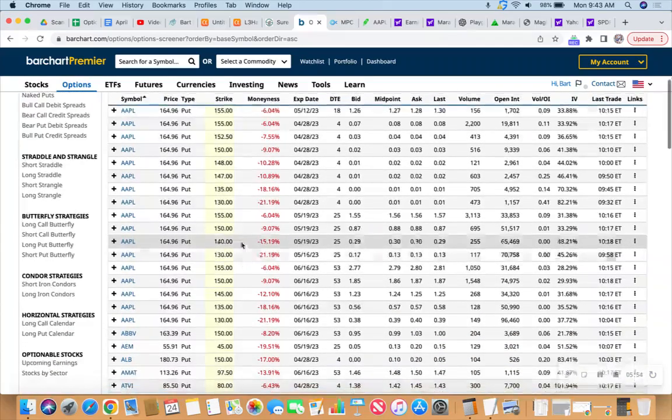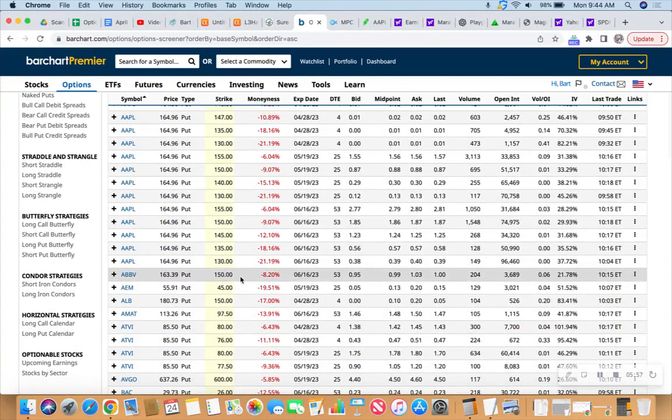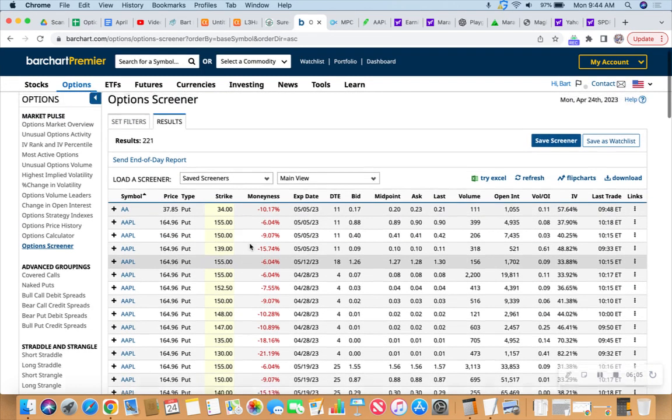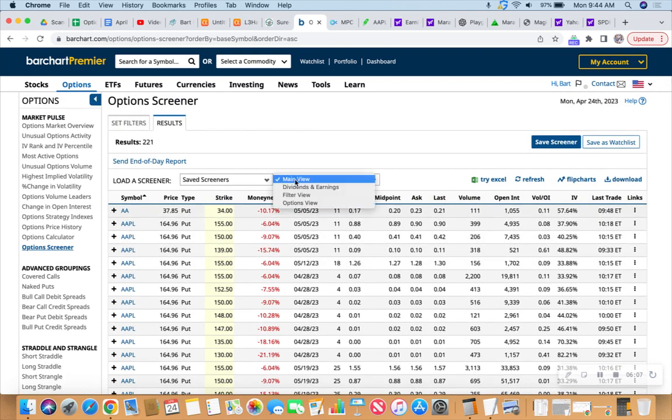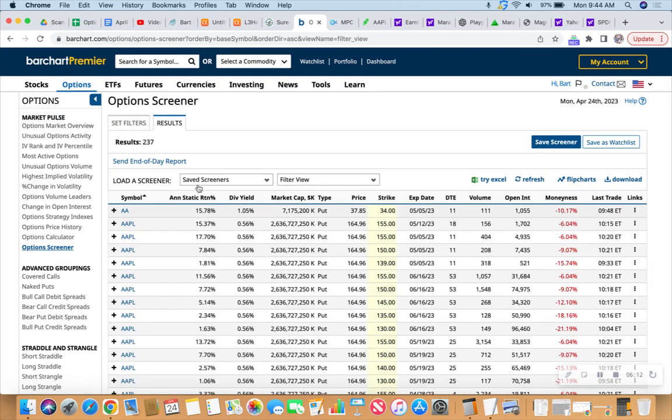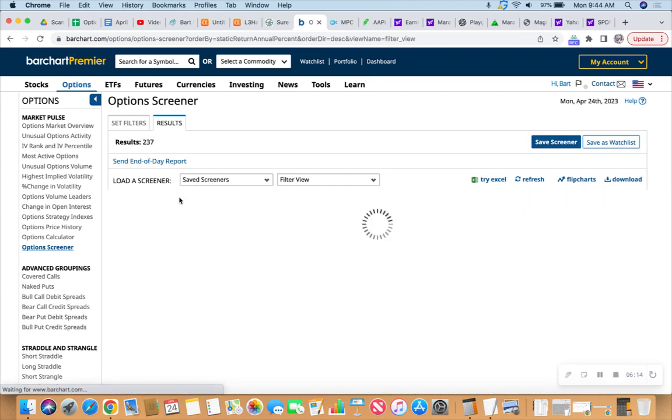So what else we got on here? Abracadabra. I don't believe any of this you're telling me here. Oh, that's a June 16th. So that's okay. Let's flip it over to what we like to see, which is the filter view, and then we will do the old reverse engineer on the static return.